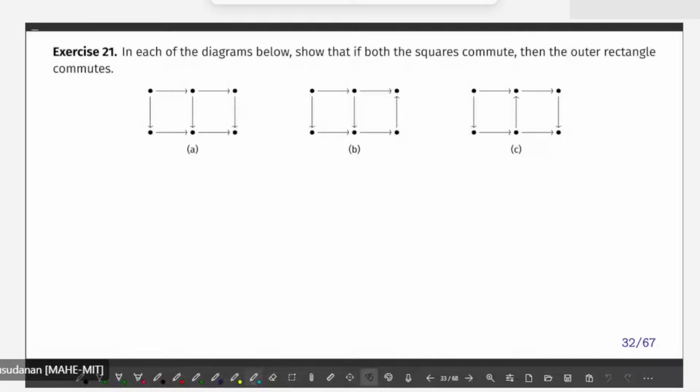So again, what do you need to prove? Let me call this F, and this G. You need to check whether F is equal to G, given that each square commutes. That is given. So you have to start from one and get the other. It's LHS equal to RHS, but in diagrammatic form.